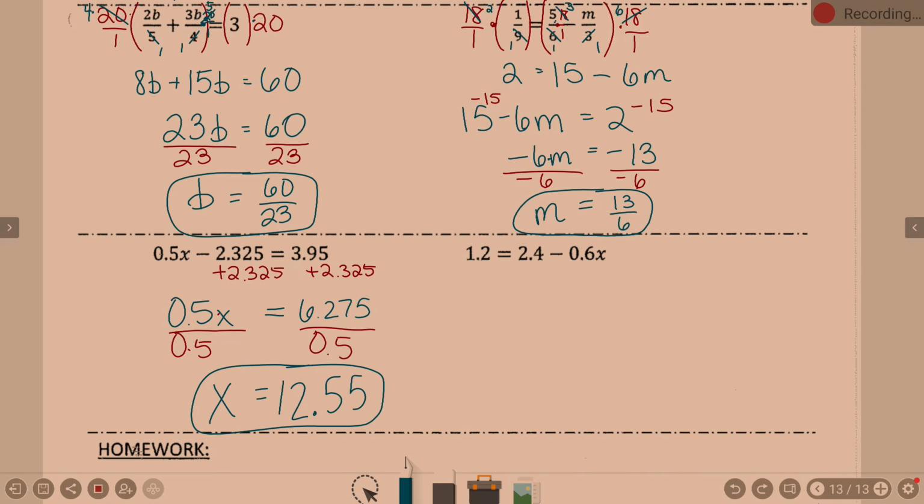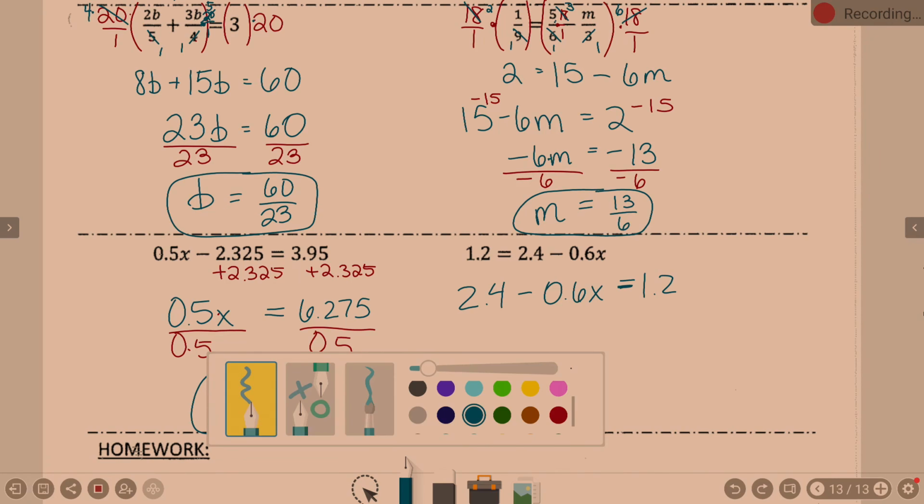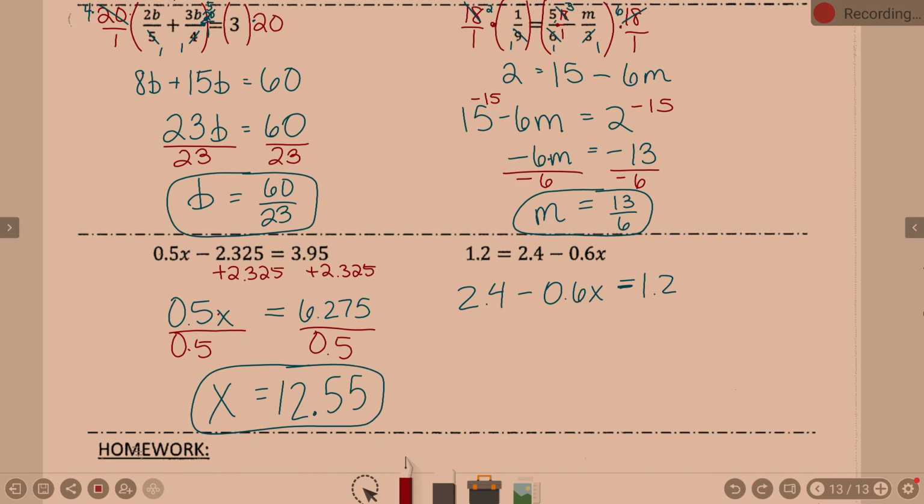Okay. Now, last one. It's a little different in that it's flipped, isn't it? If I flip this, 2.4 minus 0.6x equals 1.2. Now, guys, don't fall for it. What number am I trying to move right now? Not the 12. What do I have to get away from the x? Right now it's a 0.6x.